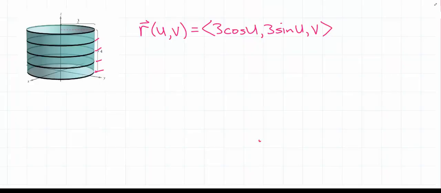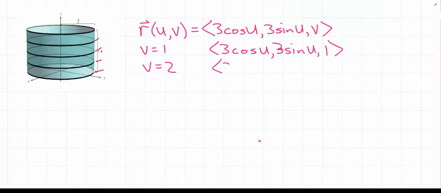And now notice, when v equals 1, here's what we have. We have 3 cosine u, 3 sine u, and 1. So we get a circle that's up at this height of 1. A circle is formed there. When v equals 2, we get 3 cosine u, 3 sine u, and 2. So we get this circle, and all the way up to 4.